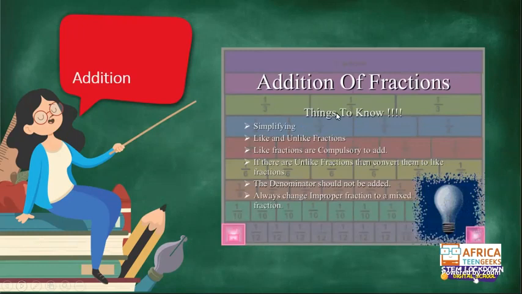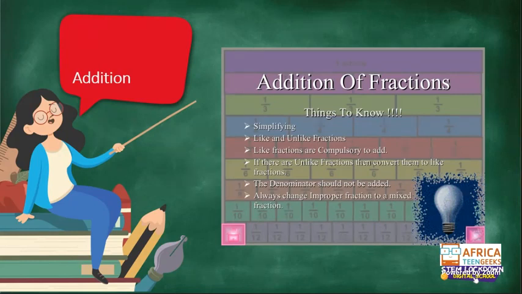The first thing that we need to know is that we must be able to simplify. Hence, we started with simplifying fractions on Monday. You must be able to look at like and unlike fractions so that you will be able to then do your addition. Like fractions are compulsory to add. Hence, you should be able to know the difference between like fractions and unlike fractions like we did yesterday.